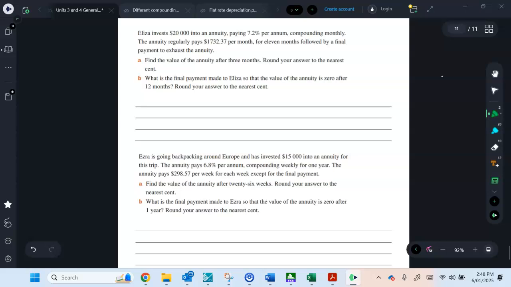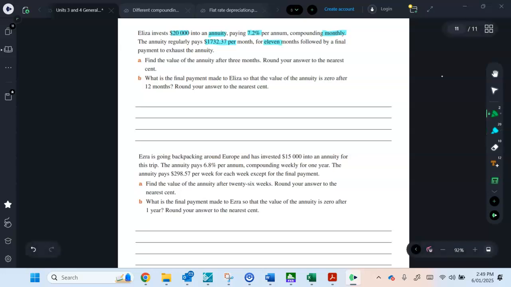All right, next one. Eliza invests $20,000 into an annuity paying 7.2% per annum, compounding monthly. The annuity regularly pays $1,732.37 per month for 11 months, followed by a final payment to exhaust the annuity. So exhaust just means it's finished. All right, so let's just highlight a few things. So $20,000, it is an annuity paying 7.2% per annum, compounding monthly, and it pays that amount per month for 11 months, and then a final payment. Find the value of the annuity after 3 months.